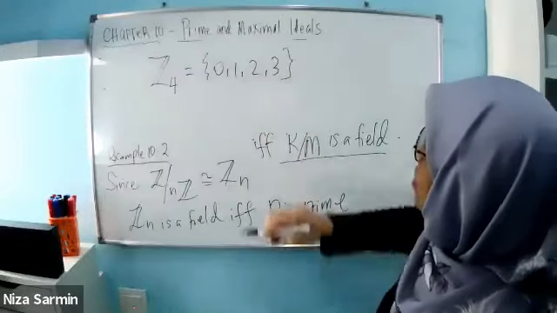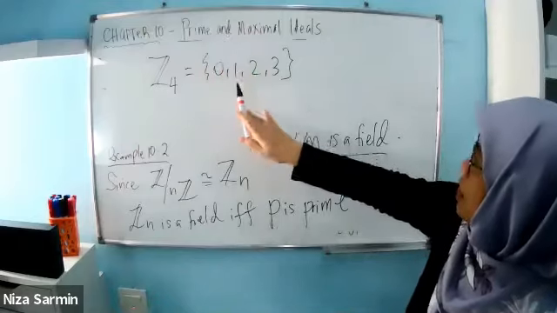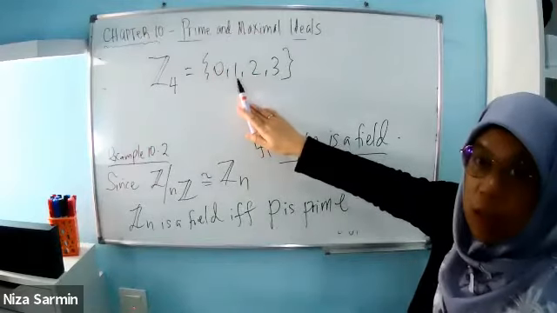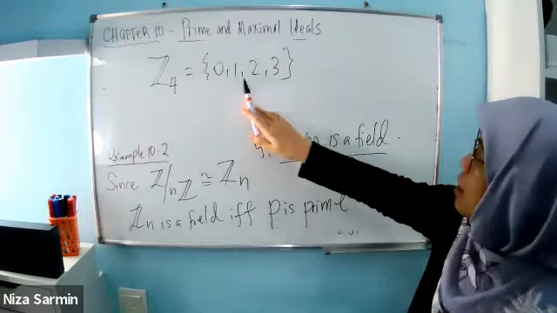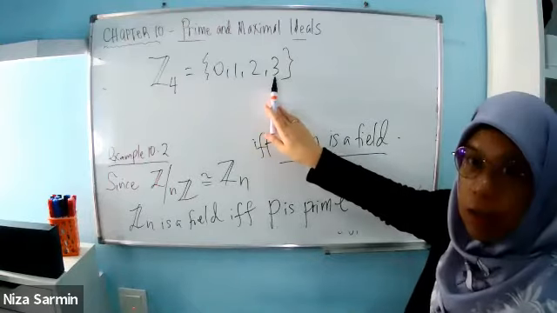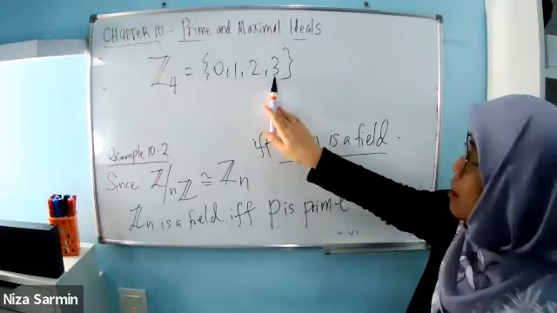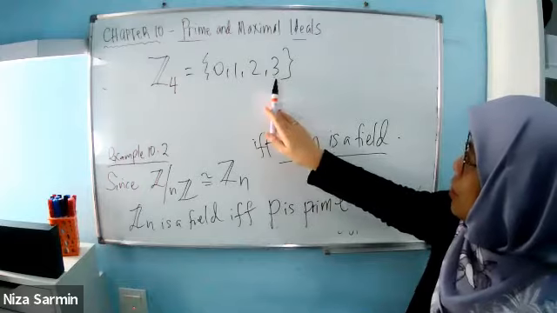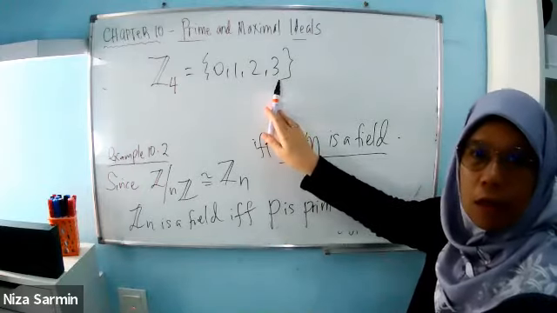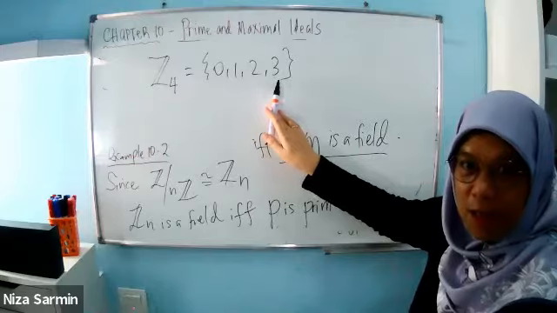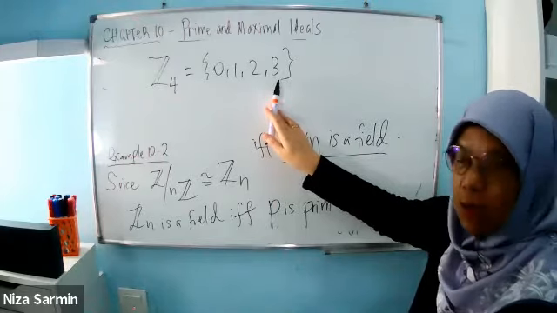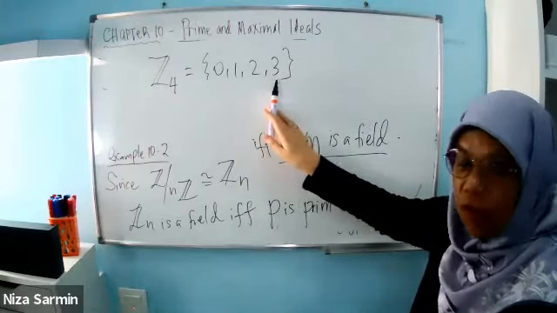Right? So the non-zero elements: the inverse of 1 is 1, since 1 times 1 is 1, okay? 3 times 3 is 9, which is 1. So 3 is the inverse of itself.